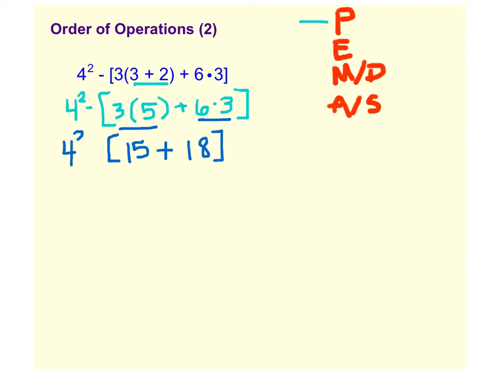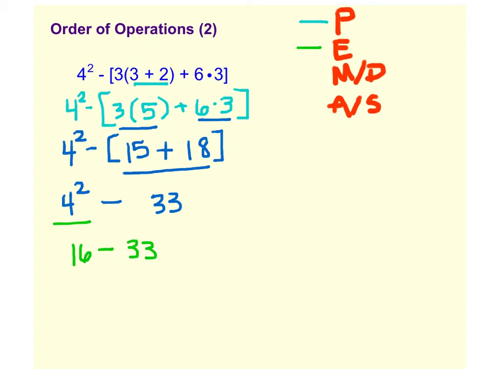Carry down the rest of the problem, and now inside the parentheses, one last operation. 15 plus 18 is going to give us 33. Bring down your minus sign, bring down your 4 squared. So all of that was taking care of the parentheses. Now we're ready to move on to exponents. So we do have an exponent right here. 4 squared is 16. Bring down your minus sign, bring down your 33.